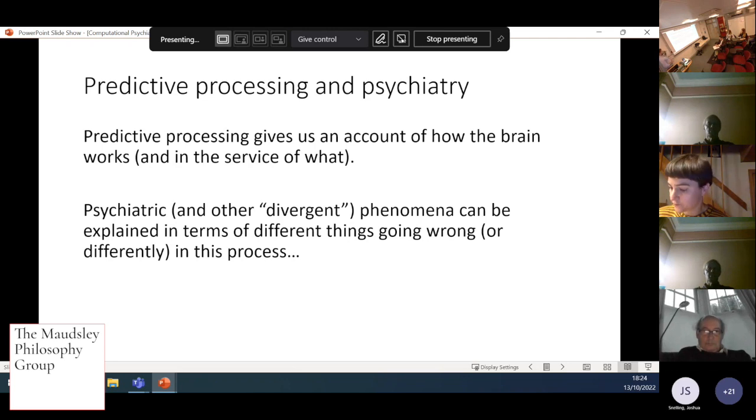Now, what's the deal with predictive processing in psychiatry? So predictive processing gives us an account of how the brain works, in principle, and in the service of what, right? Why it's doing what it's doing. So far, I've said nothing about psychiatric phenomena. But psychiatric phenomena and other divergent phenomena can be explained in terms of different things going wrong or differently in this process.